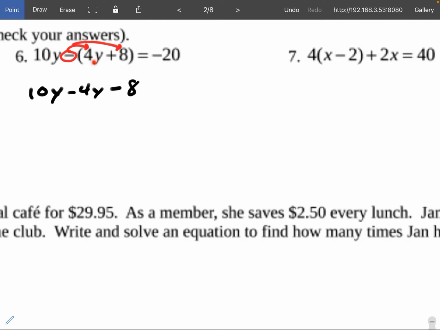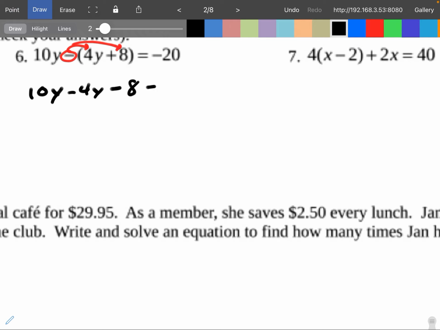So really, look at that carefully. All that negative in front of those parentheses does is it really just changes the sign of both of these. Can you see that? So if there's a negative in front of the parentheses, it changes that 4y to a negative 4y, and it changes that positive 8 to a negative 8. And then that's equal to negative 20 still.